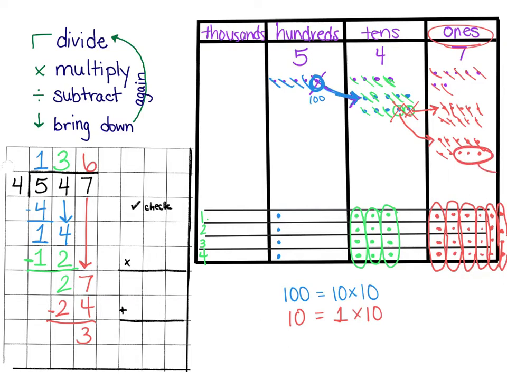We can't go any further. Well, we could go into decimals if we wanted to. But right now, we're not going to. We will get there eventually. But right now, we're just going to say there is a remainder of 3. So here, this is our remainder of 3.